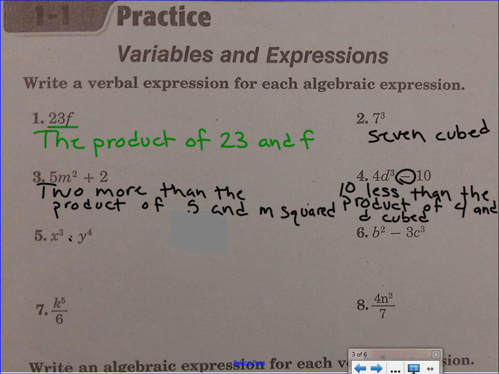A dot means multiply. They could have just as easily put x cubed right next to y to the 4th, and it would have been fine. But if we're multiplying, we're going to call that a product. So I'm going to say this is the product of x cubed and y to the 4th.